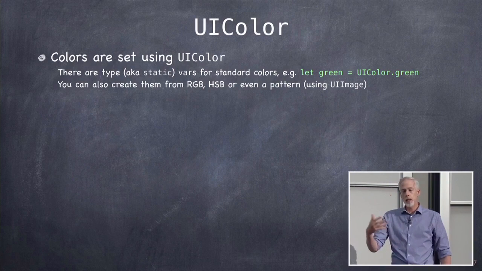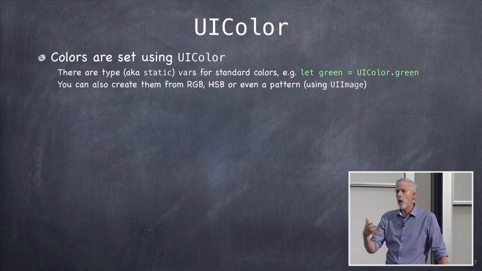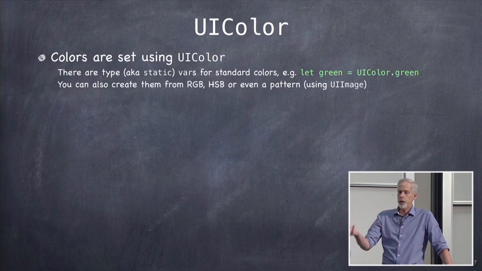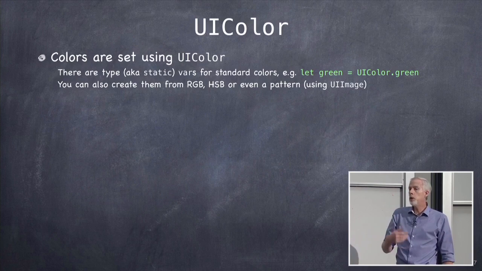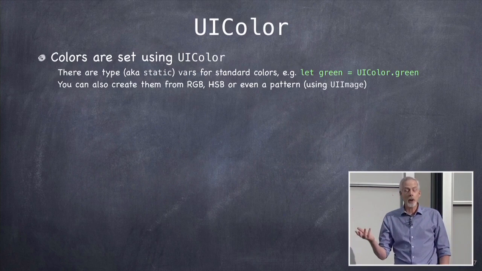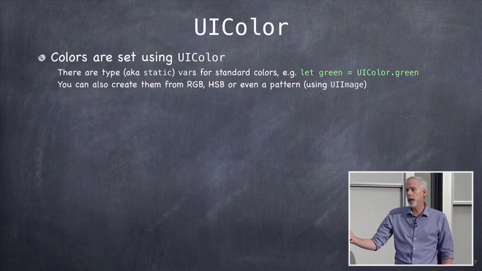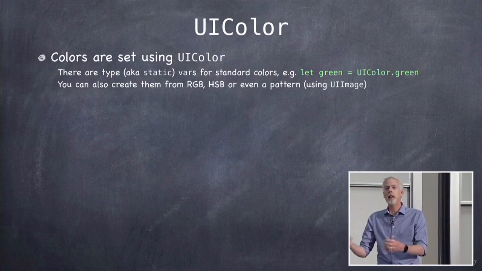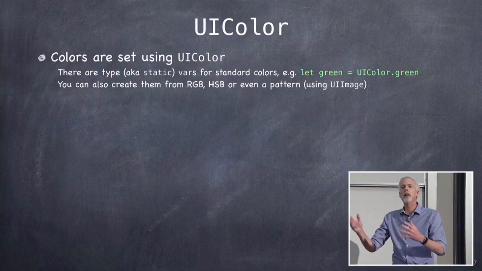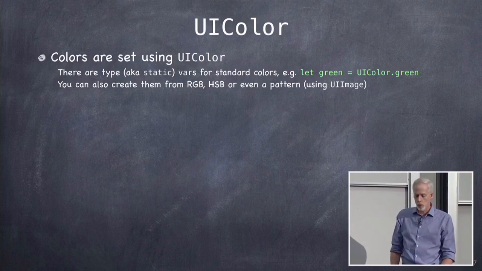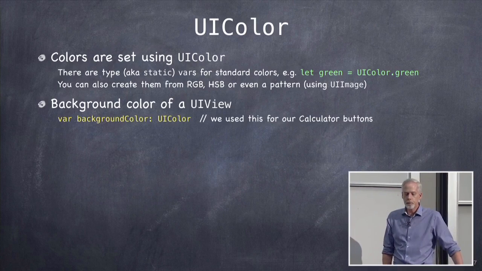But there's also initializers that let you create colors from RGB, red, green, blue, or HSB, that's hue, saturation, and brightness. You can even create a color that's made from a pattern so that when you draw with that color, it's drawing in a pattern. Like a really thick line would actually be showing the details of a pattern, which is kind of fun, using UIImage, which I'll talk about in a little bit.